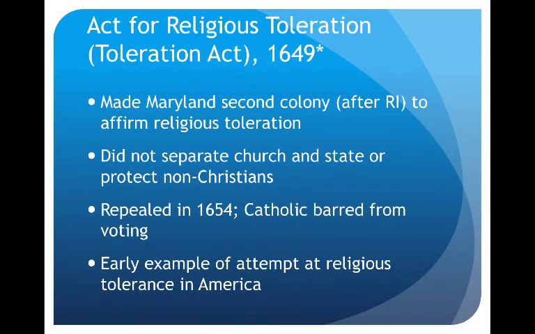Realizing this and realizing that this trend would probably continue, the authorities in Maryland went ahead and passed a law which is now called the Act for Religious Toleration, or the Toleration Act of 1649. And what it did was it made Maryland the second colony in the New World after Rhode Island, who we'll talk about in a little bit, to affirm religious toleration. It was designed to protect the Catholic minority from the Protestant majority.